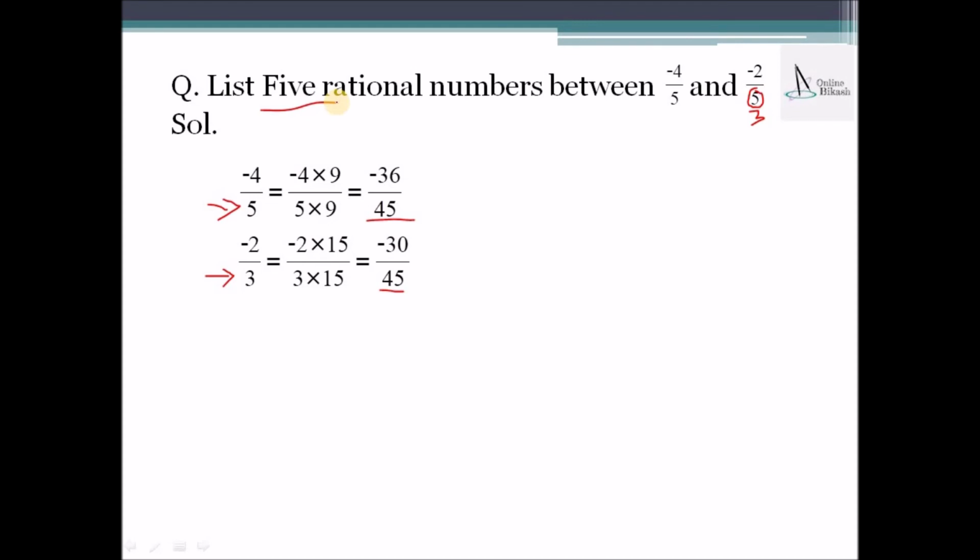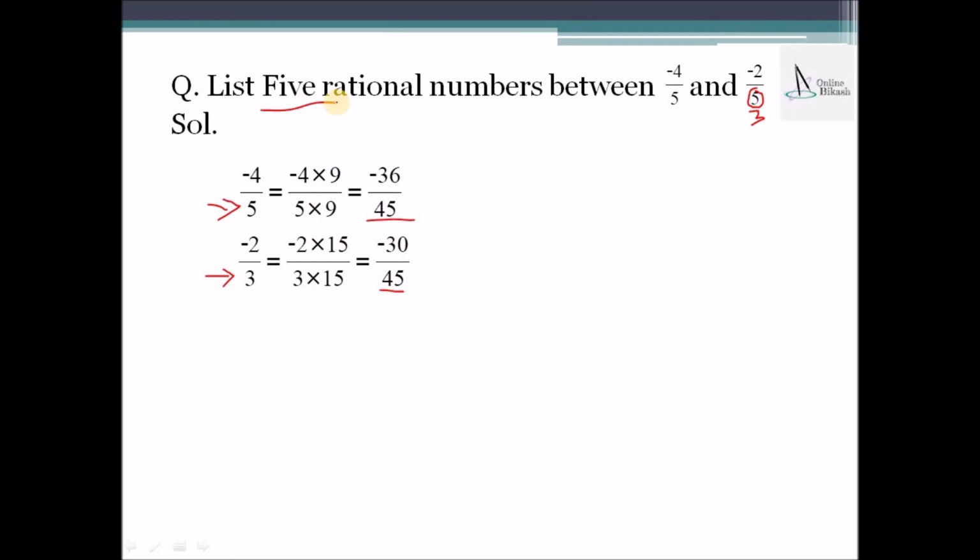And you have to find out 5 rational numbers in this question. In another question you may be asked to list 10 rational numbers. In that case, I would multiply a bigger number. I would make the denominator not 45, I'd make the denominator 90, to get 10 rational numbers, or even I can make it greater than that. So don't indulge in this same topic here.